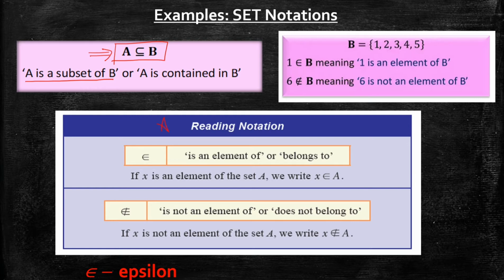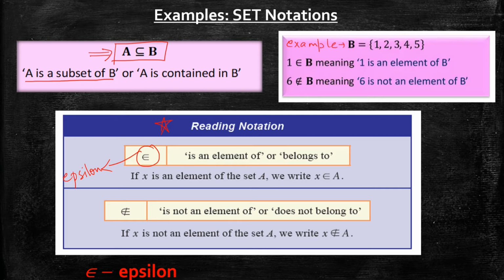Now let's take another notation here. This is going to be very, very important. You are going to be using a Greek letter epsilon. And why is this used? It is used when you are trying to denote whether an element is a part of a given set or not. So let me take an example to explain this epsilon to all of you.